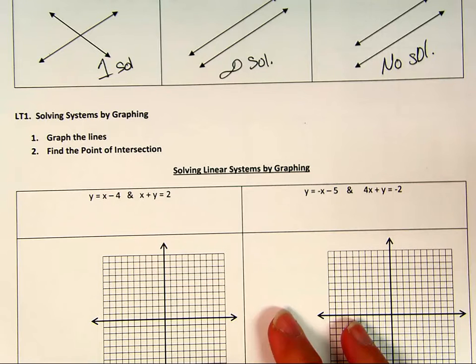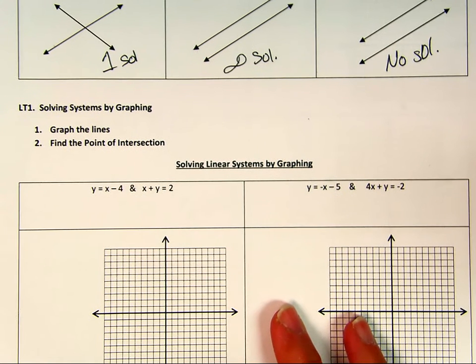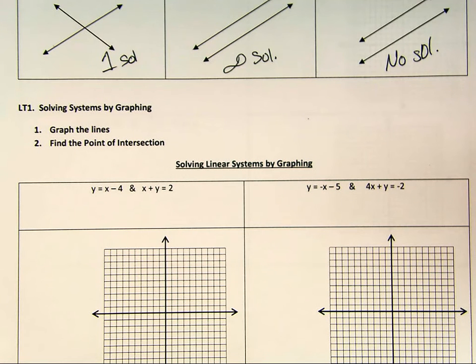So basically, the first step is to graph the lines and then write down the point of intersection. Remember, the answer is a point, so you want to make sure you write it as a point.